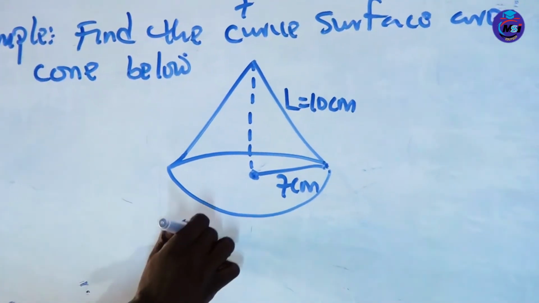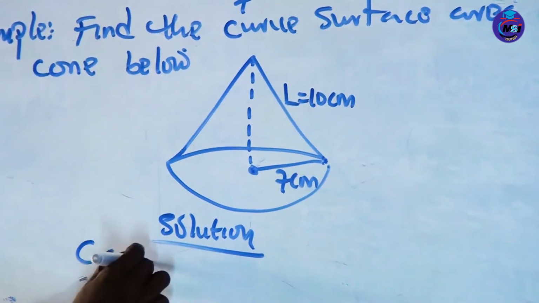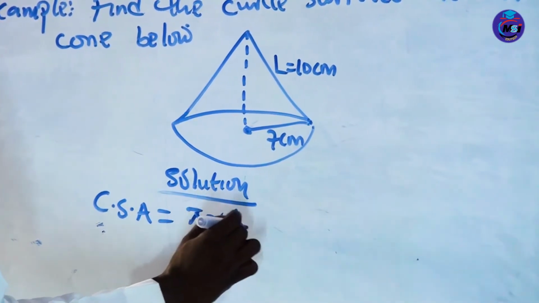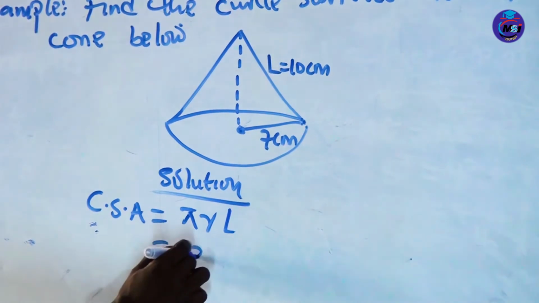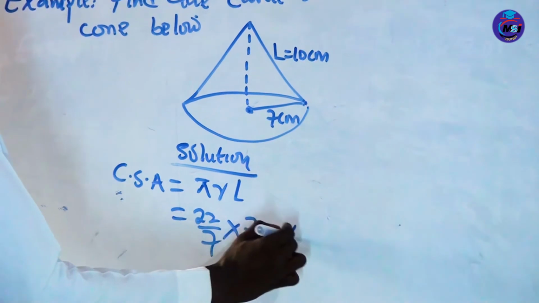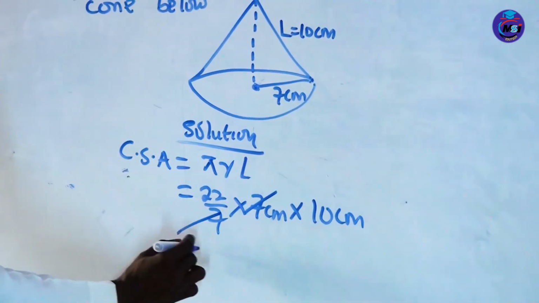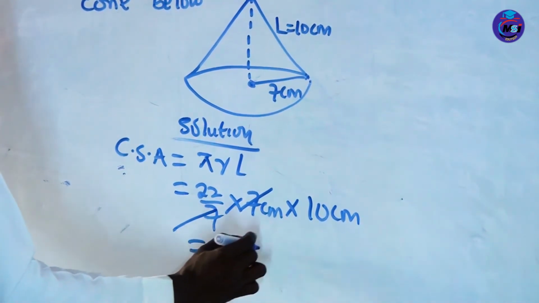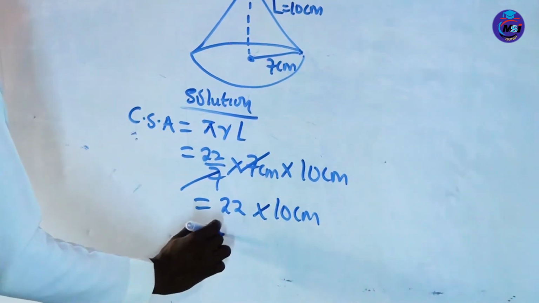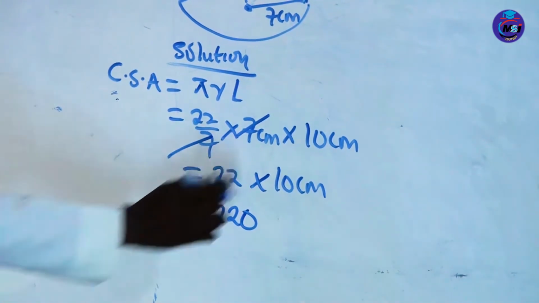Let's look at this together. Curved surface area of a cone equals pi r L, which will give us 22 over 7 times r, 7 centimeter, times L, 10 centimeter. So this 7 will cancel this 7. You are left with 22 times 10 centimeter, which will give us 220. I hope you are satisfied with that.